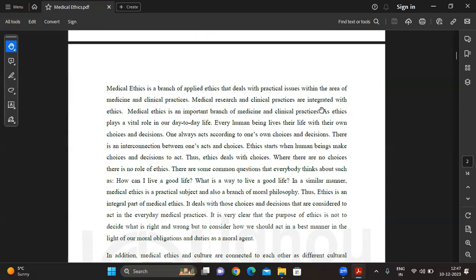Medical research and clinical practices are integrated with ethics. क्योंकि मतलब आप समझे, मेडिकल रिसर्च जो है और क्लिनिकल प्रैक्टिसेस, how can they function without ethics? Because you're only dealing with the other, you're only dealing with human beings, and human relation में ethics will always come. Ethics will always be there.